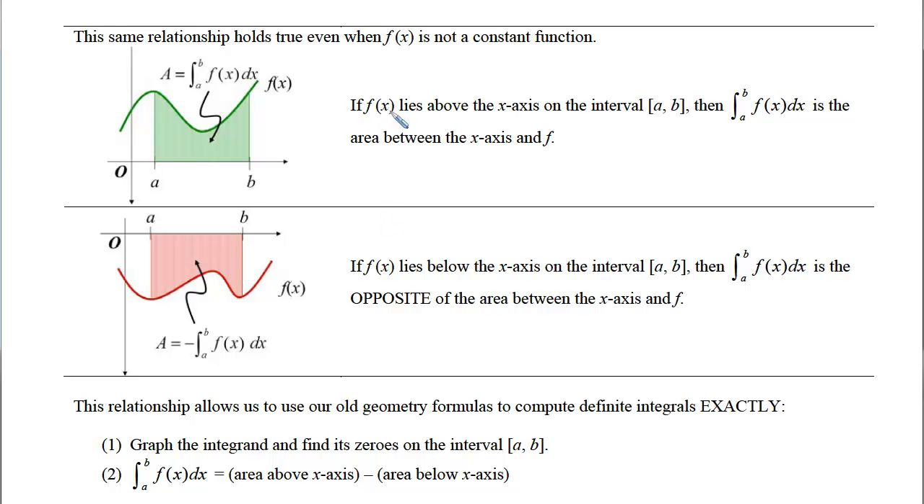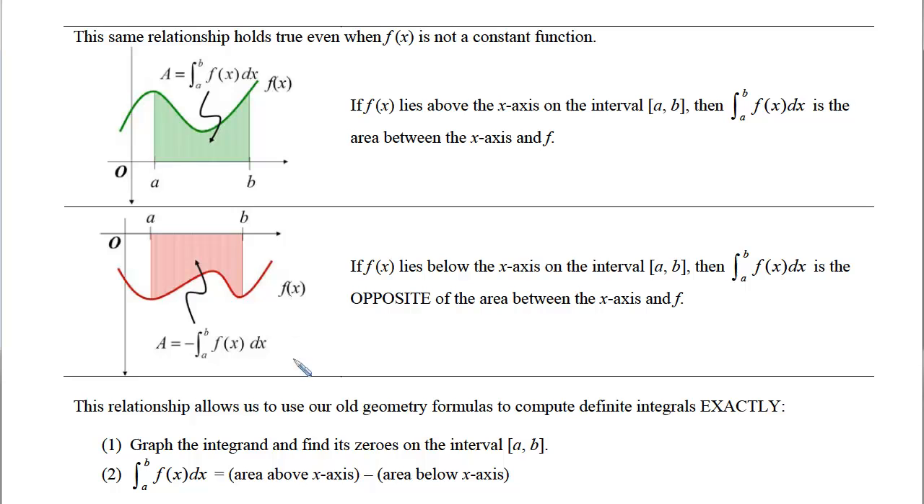If the function f lies above the x-axis, then the accumulation is positive and it will equal the area between the x-axis and f. On the other hand, if f lies below the x-axis on the interval from a to b, then the accumulation from a to b will be a negative number that will be the opposite of that area. This relationship allows us to use our old geometry formulas to compute definite integrals exactly.